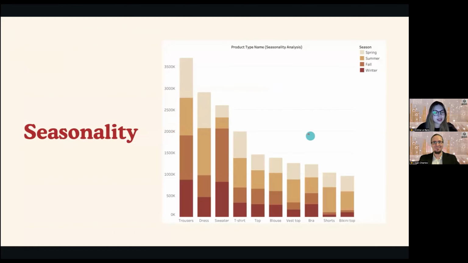Here we decided to take a look at the seasonality aspect of the units sold. So as we can see, trousers are pretty consistently sold throughout the year, while dresses and sweaters have a seasonal pattern. Dresses are mainly sold during the spring and summertime, while sweaters are sold during the fall and winter time. This seasonality is crucial for inventory planning. By understanding the patterns, we can better align stock levels with seasonal demand and reduce overstocking and shortages.